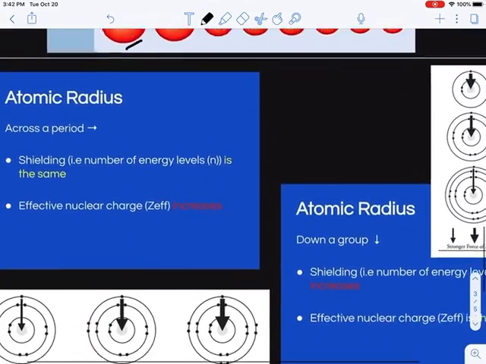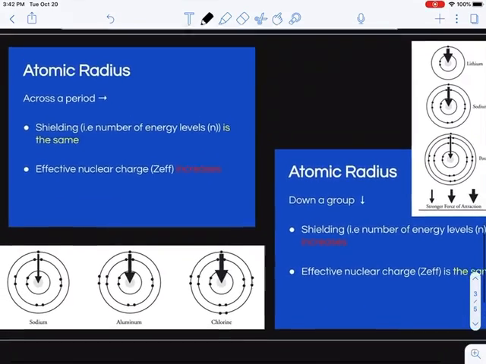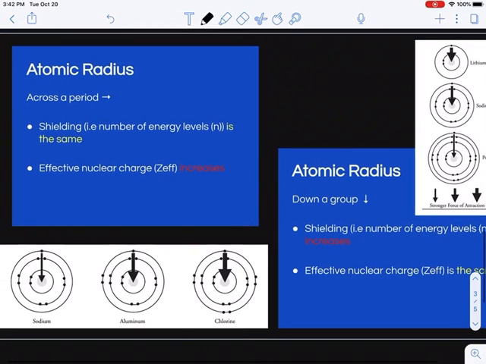So how can we explain this trend using shielding and effective nuclear charge? Well, when we move across a period, we've learned that the shielding does not change. And down here we have Bohr diagrams for sodium, aluminum, and chlorine. Notice in each of these Bohr diagrams, sodium, aluminum, and chlorine all have 10 shielding electrons. That's because they're all in the same period.